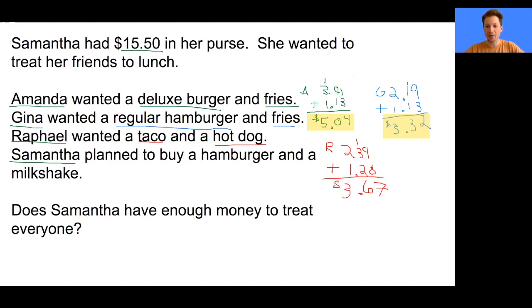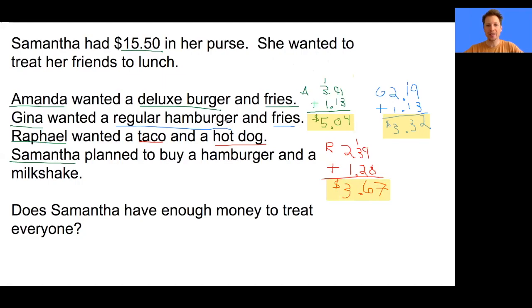Again, write your dollar sign. And if it helps you, it helps me. Highlight the total so that you know the number that you're going to have to look at later. So I'm going to highlight this right here.